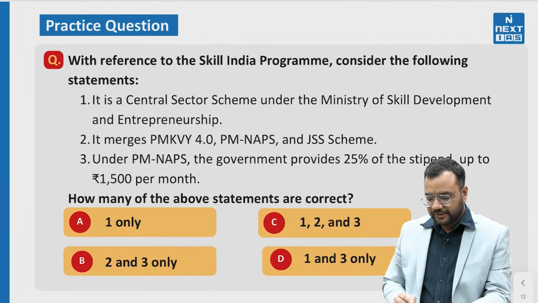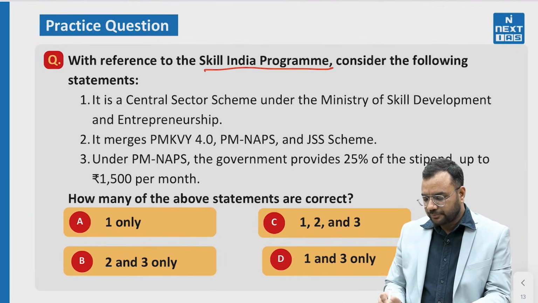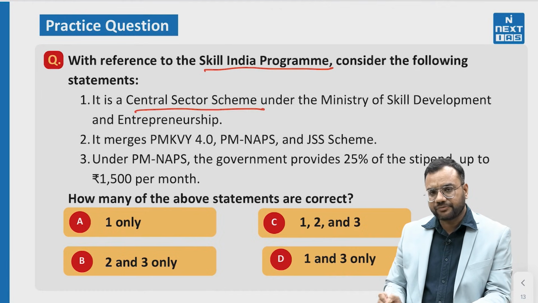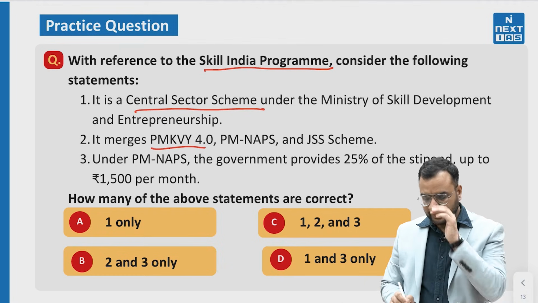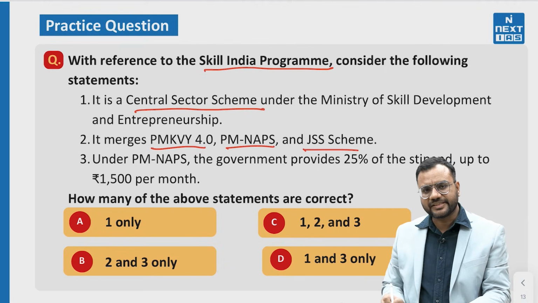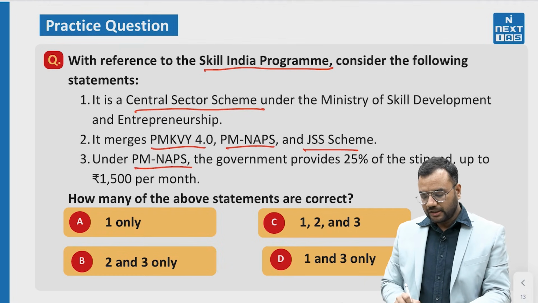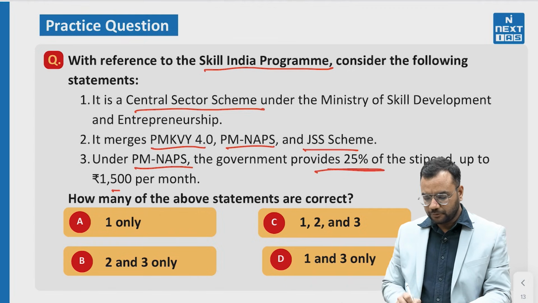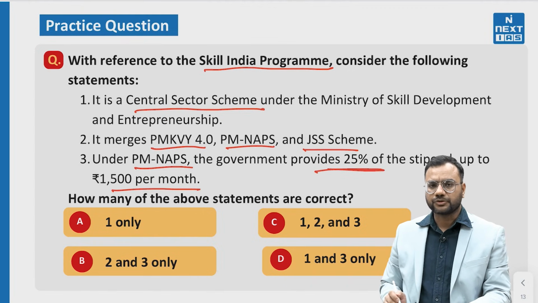Now let us see a practice question. With reference to the Skill India program, consider the following statements. It is a central sector scheme under the Ministry of Skill Development and Entrepreneurship. It merges PMKVY 4.0, PMNAPS, JSS scheme. Then under PMNAPS, the government provides 25% of the stipend up to rupees 1500 per month. So kindly attempt this question and mark your response in our comment section.